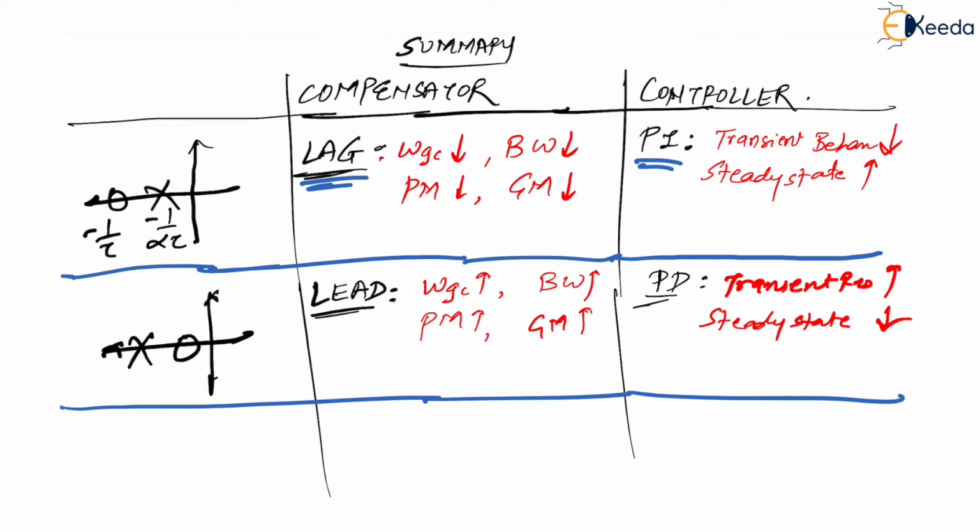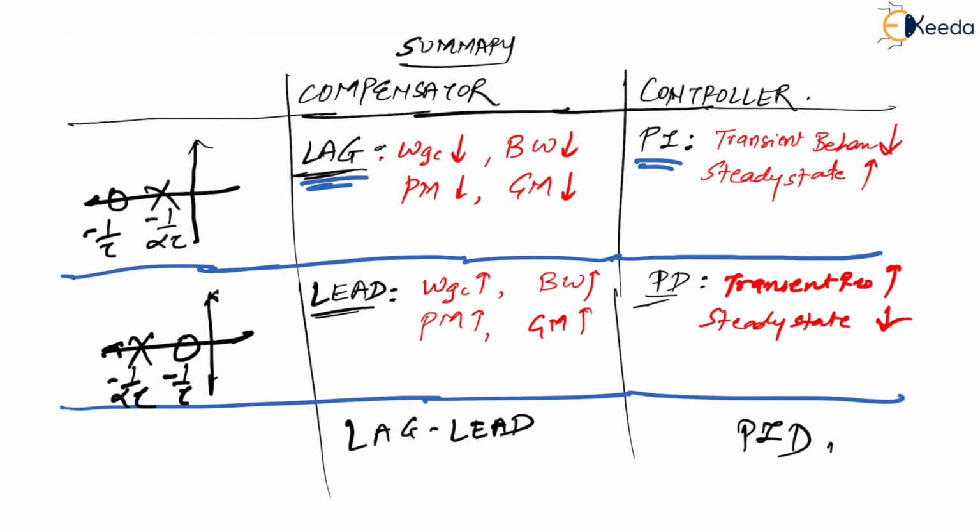Why? Because I need stability. Lead means I am moving towards stability. So if I am sitting at origin, definitely I should see the zero first. So it becomes minus 1 by tau and this becomes minus 1 by alpha tau. Right? On similar lines, you have lag lead, same as PID.